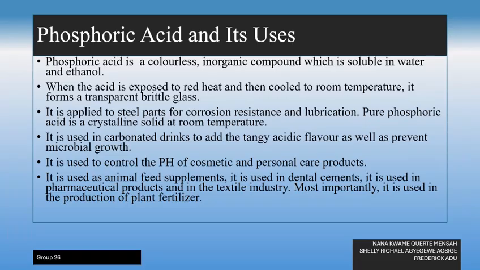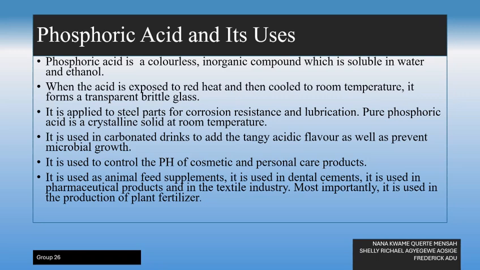So, what is phosphoric acid in the first place? Phosphoric acid is a colorless, odorless, non-volatile inorganic compound which is soluble in both water and in ethanol. Pure phosphoric acid is a crystalline solid at room temperature and has a melting point of 42.35 degrees Celsius or 108.2 degrees Fahrenheit. When the acid is exposed to red heat and then cooled to room temperature, it forms a transparent brittle glass.